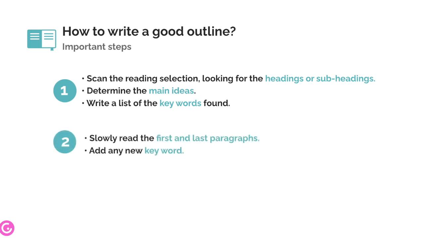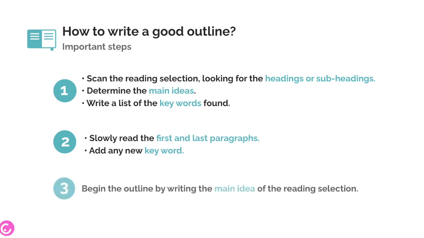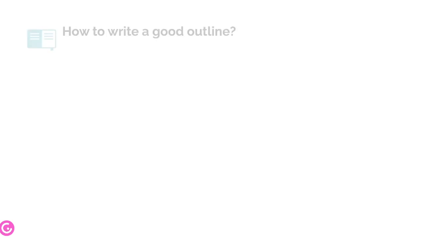Step 2. Slowly read the first and last paragraphs. Look at the keywords you wrote down and add any new ones. Note the order you wrote the words, and think of the key ideas these words came from. Step 3. Begin an outline by writing what you think is the main idea of the reading selection. Look carefully at the first and last paragraphs and the keywords to determine the main idea.